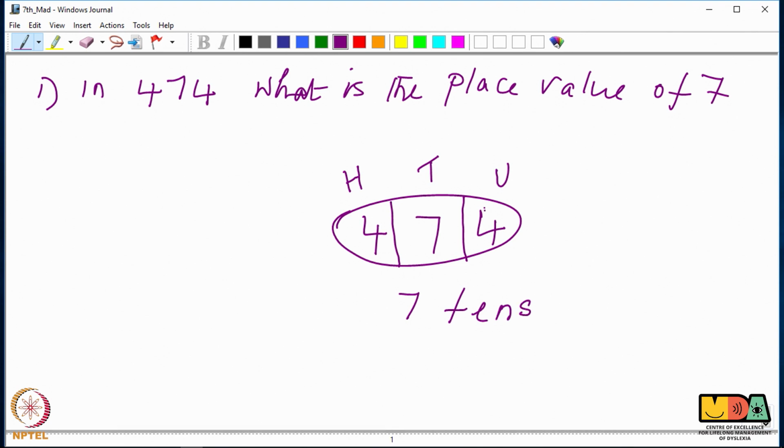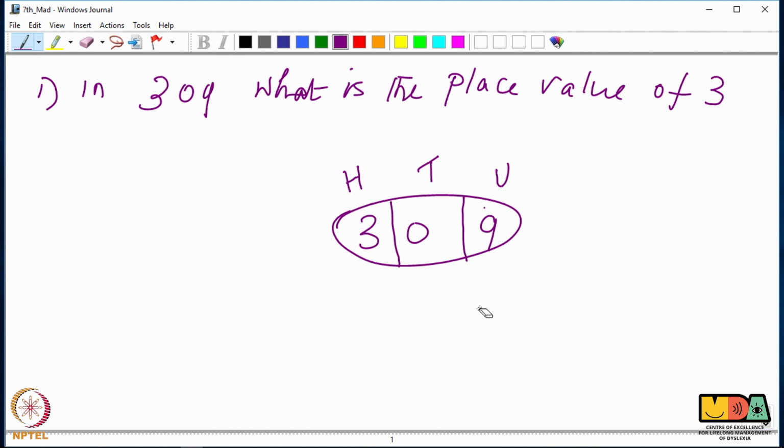Just in case, instead of 474, we say 309, and what is the place value of 3? All that they need to do is fill in the numbers inside the caterpillar and go on to the naming part of it. What is the name that we have given for 3? Hundreds. So, the place value of 3 is 3 hundreds.